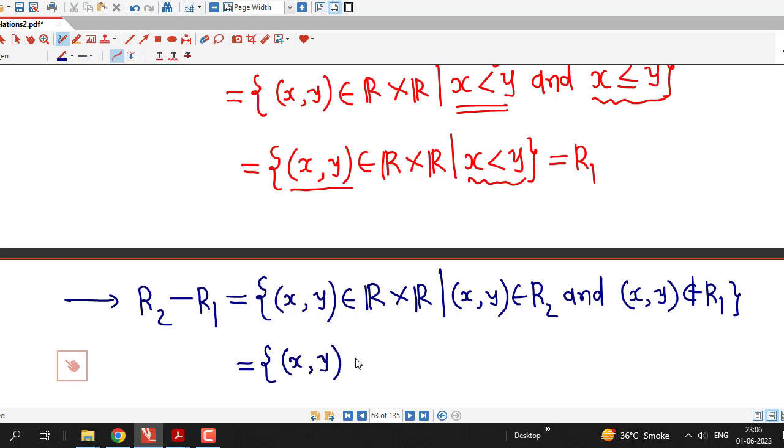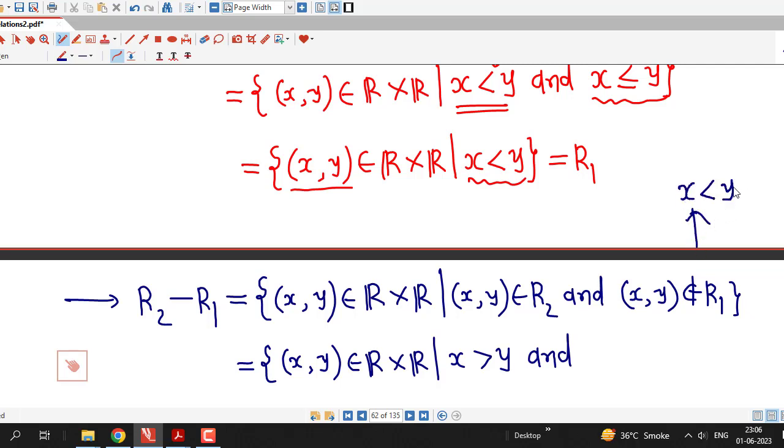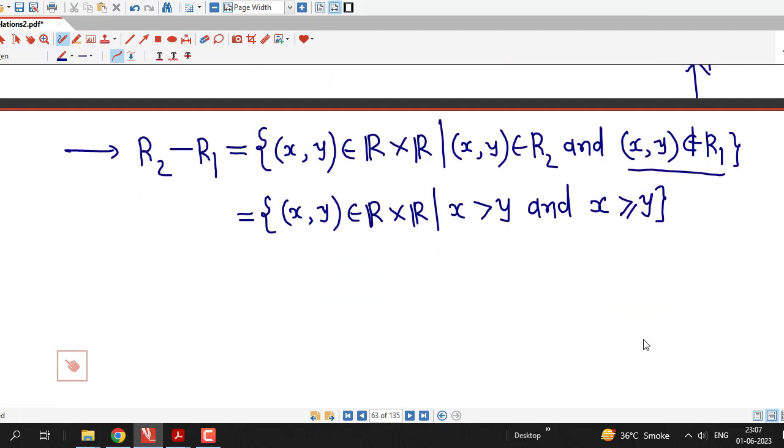So this I can rewrite as xy belongs to R cross R. xy belongs to R2 if x is greater than y, because in R2 we have the greater than relation, and xy is not in R1. R1 means consider all those ordered pairs for which x is less than y, but xy is not in R1, that means x is not less than y, that means either x is greater than y or x is greater than or equal to y.